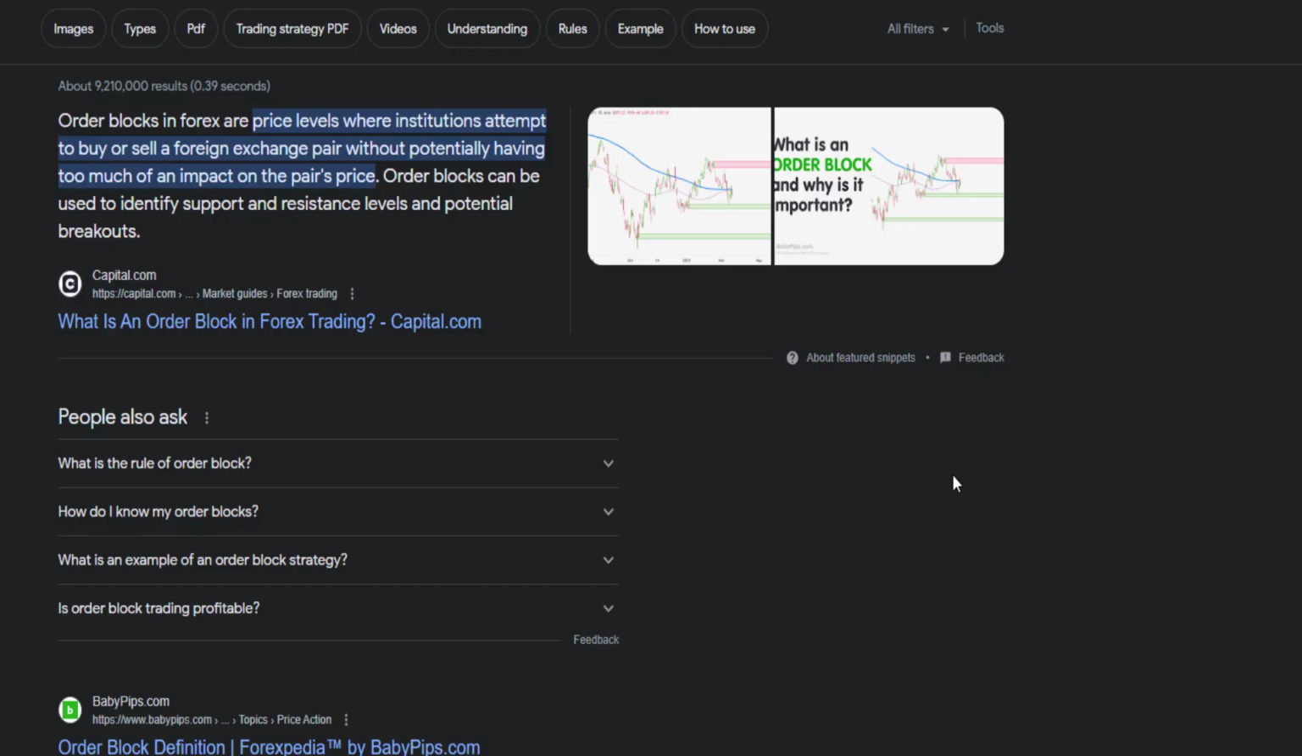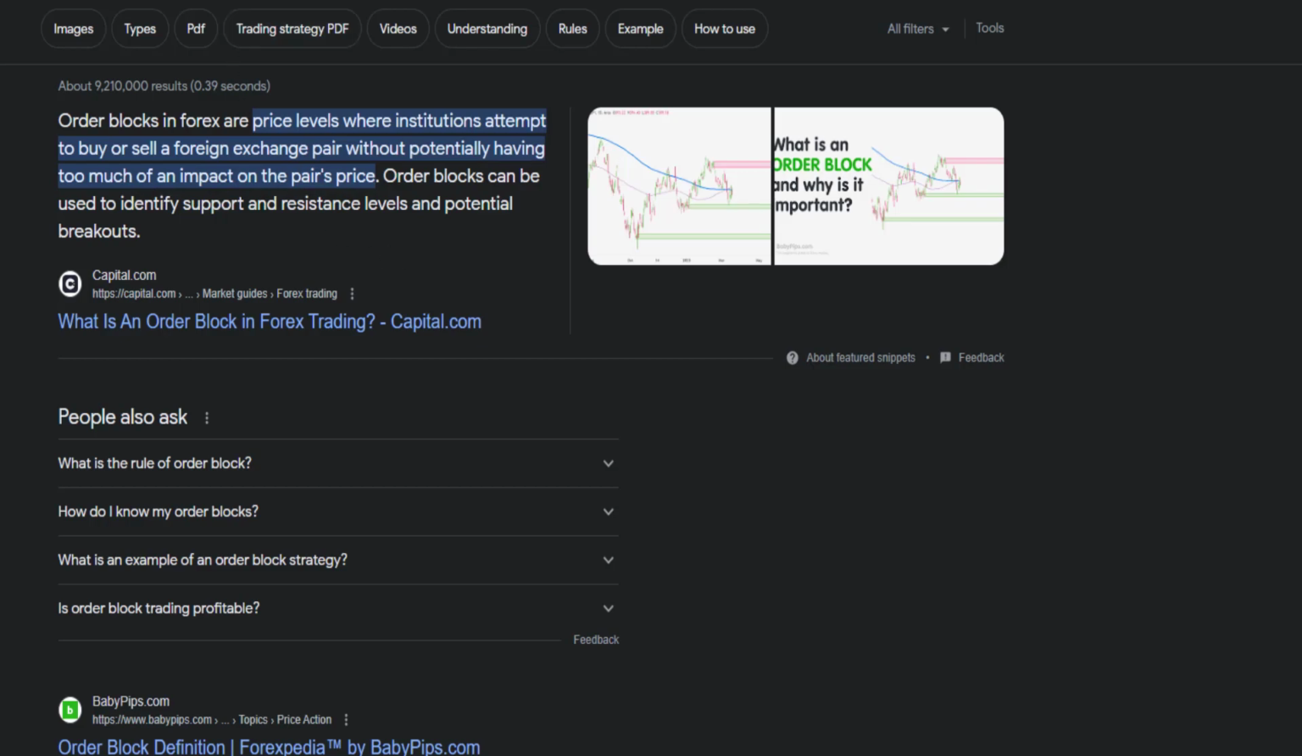What exactly is an order block? I just went to Google and checked what exactly an order block is. Order blocks in Forex are price levels where institutions attempt to buy or sell a foreign exchange pair without potentially having too much of an impact on the pair's price.